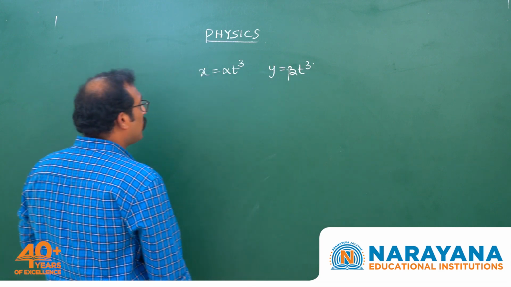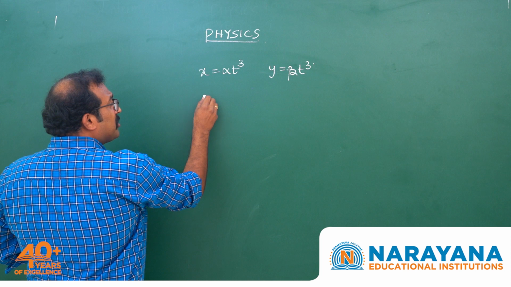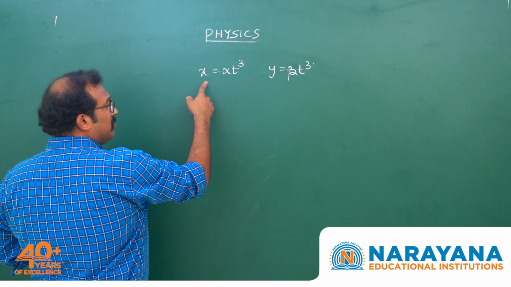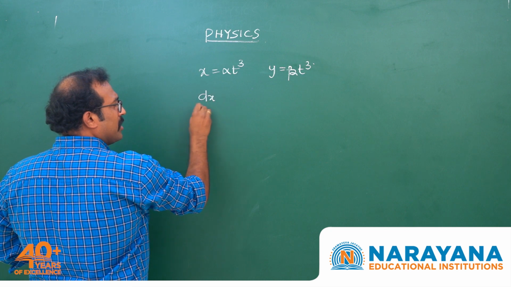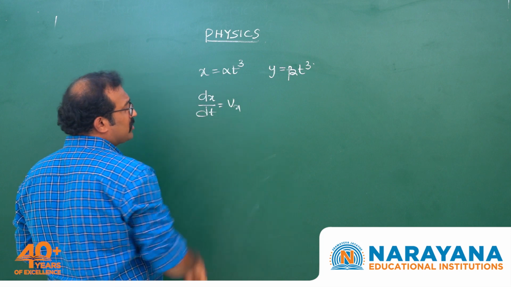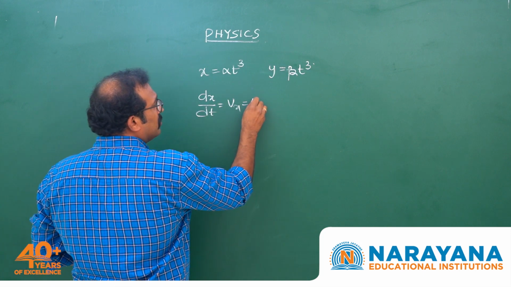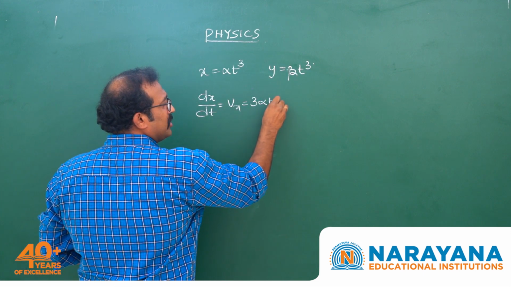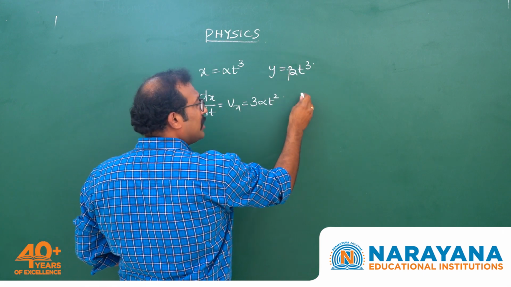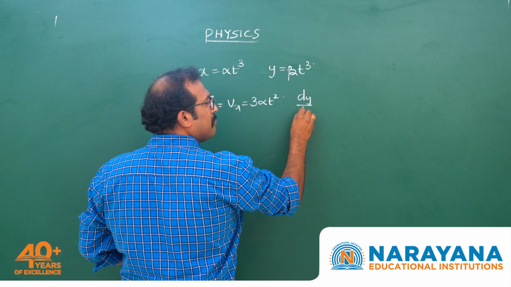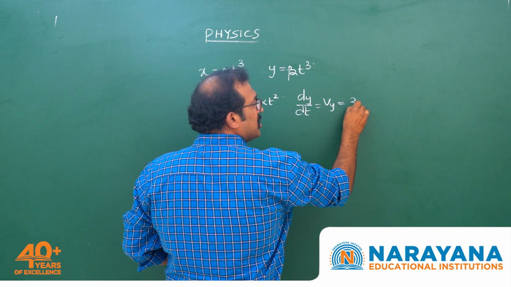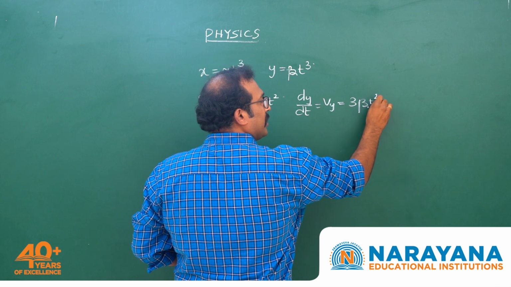For this, what we have to do is differentiate the first equation of x to get the x component of speed. So dx by dt is equal to the x component of speed, which is 3 alpha t square. Now we differentiate the y equation to get the y component of speed, dy by dt, which is equal to vy, which is 3 beta t square.